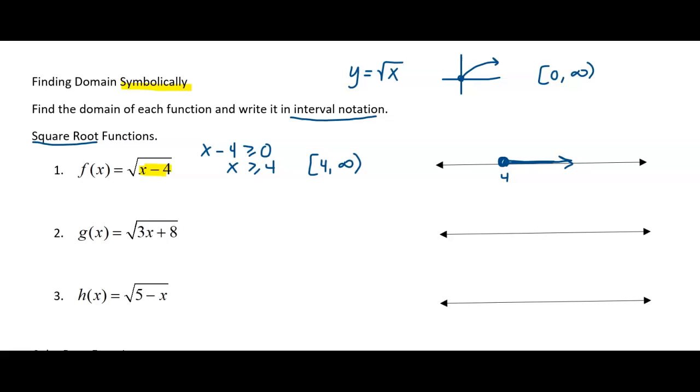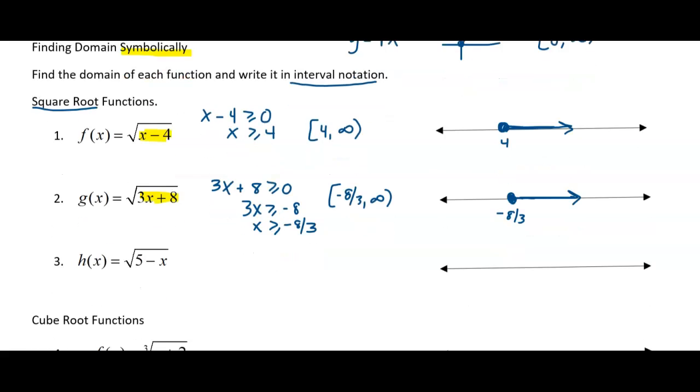For this next one, the g of x function, you just want to take the 3x plus 8, set it greater than or equal to 0, and solve. You're going to get x is greater than or equal to negative 8/3. You want to graph that, marking negative 8/3 on your number line with a closed circle, and everything to the right. In interval notation, you would have bracket negative 8/3 to infinity.